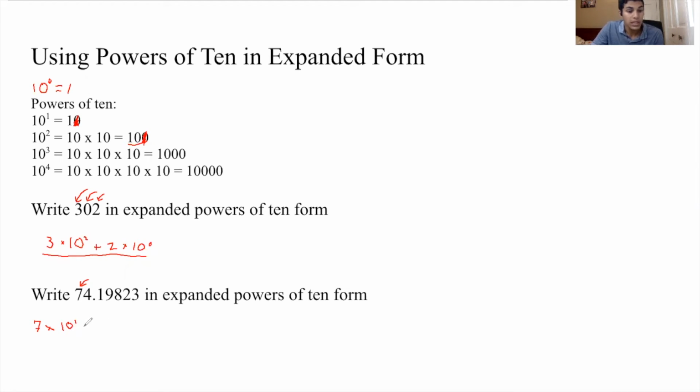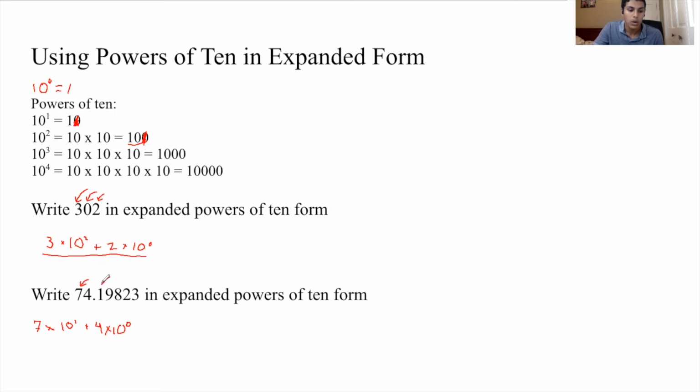Then we know 1 is 10 to the power of 0, so we can write plus, since we have 4 ones, 4 times 10 to the power of 0. Now, if we keep thinking about it logically, we keep subtracting 1 from our exponent. We go 10 to the power of 4, 3, 2, 1, 0. So logically, the next place value should be 10 to the power of negative 1. And that's actually exactly what it is.